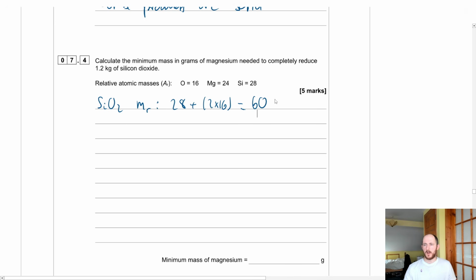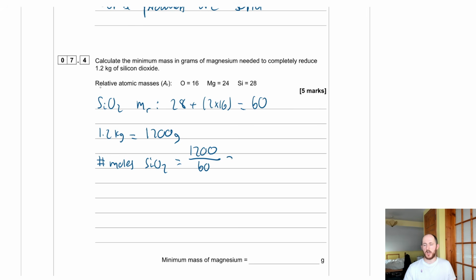Perfect. Now, when we do these units, we actually do them in terms of grams. So what we need to do first is change 1.2 kilograms into grams, which is 1200 grams. Now, if we want to work out the number of moles of SiO2, all you do is take the mass you're looking at and divide it by the molecular mass. Again, this has to be in grams. Just keep that in mind. So knock off a 0. That should be 20 moles.